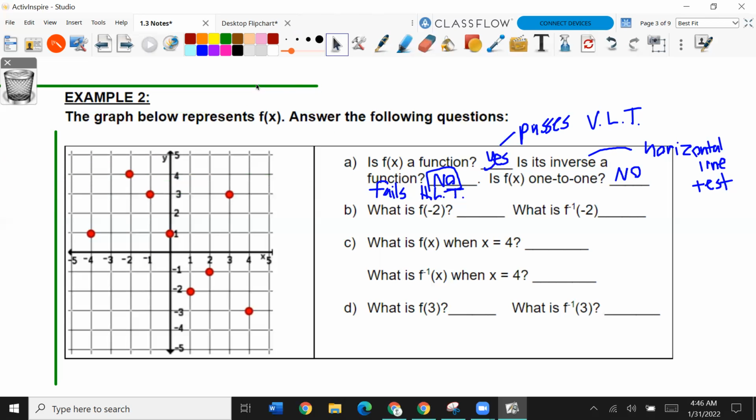I want to know what is f of -2. As far as getting it from the graph here, that's f of -2. That's just the x value. So at -2, my output's going to be 4.